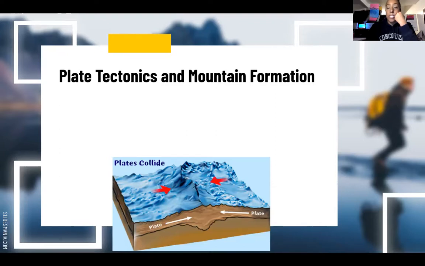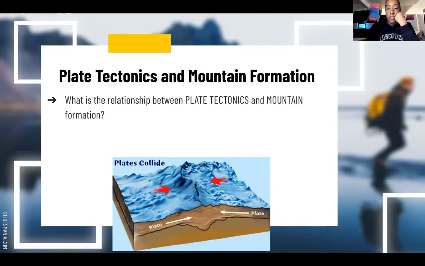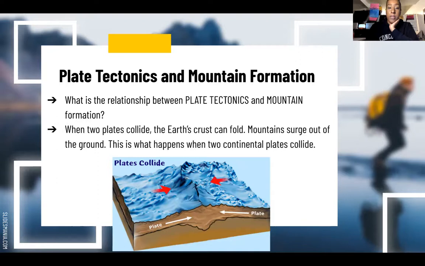So, plate tectonics and mountain formation. What is the relationship between plate tectonics and mountain formation? You see that image below. The tectonic plates collide, right? And the Earth's crust folds over, and then we have a mountain forming. So again, when two plates collide, the Earth's crust can fold and mountains surge out of the ground. This is what happens when two continental plates collide.